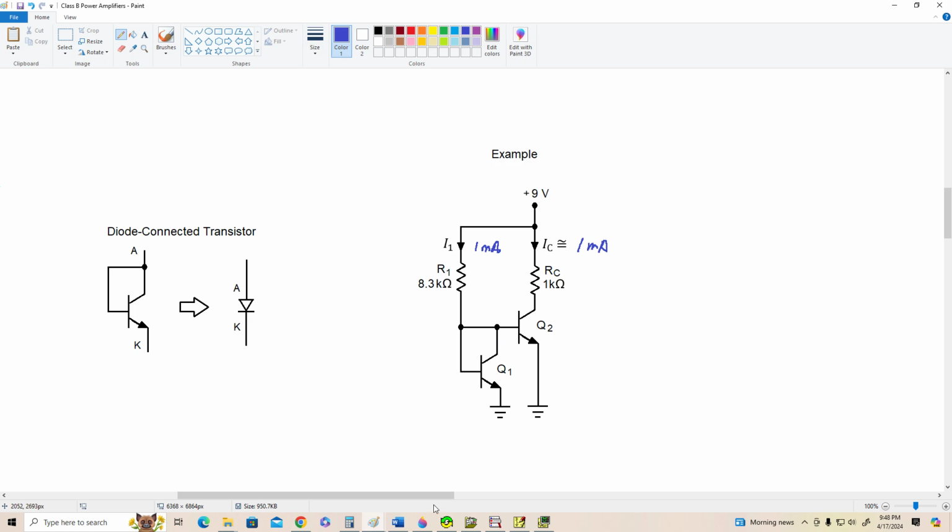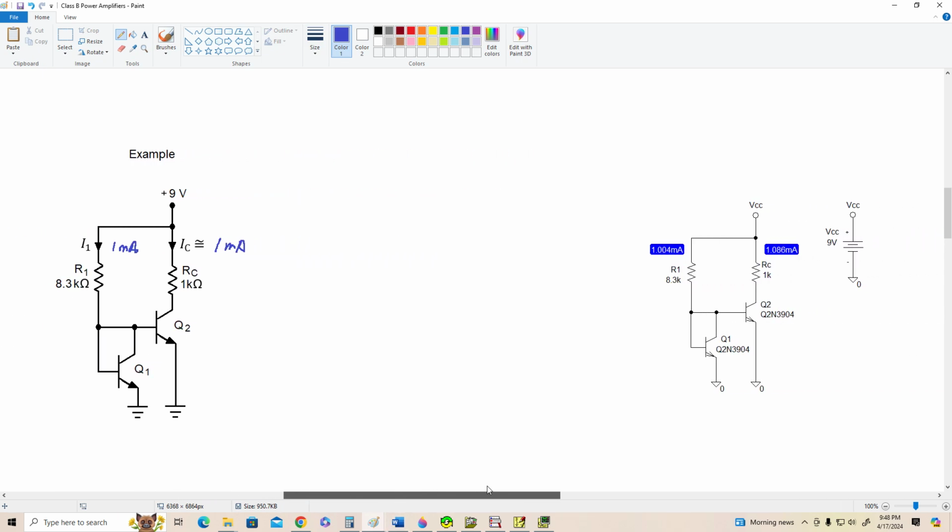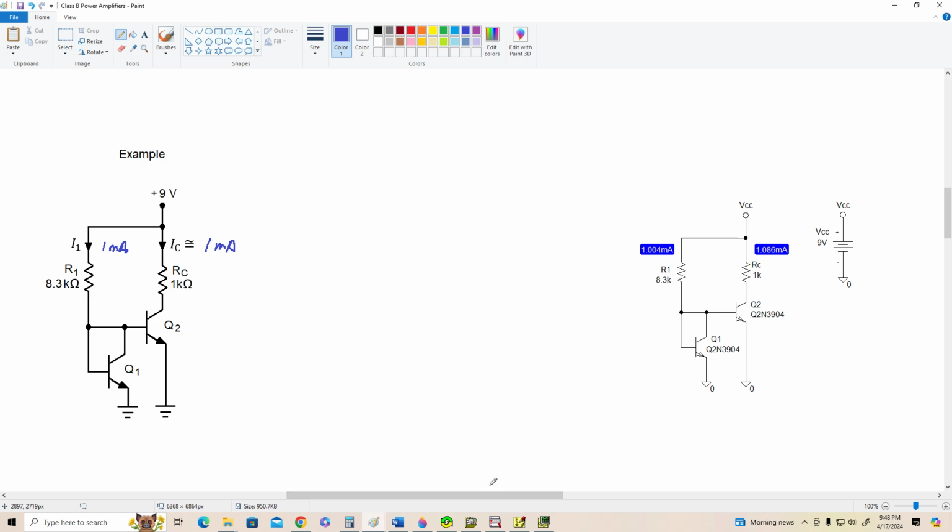Now, I did a PSpice analysis of this just for the heck of it, and rather than bring it all up, I just copied and pasted the schematic here with the currents shown. PSpice tells us I1 is 1.004 milliamps, good agreement, and IC is 1.086, close enough to 1 milliamp, and there we go.